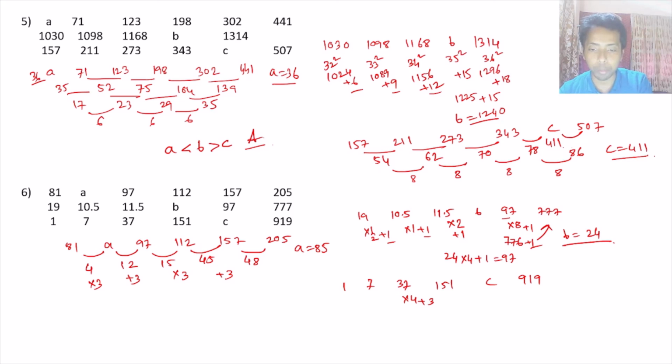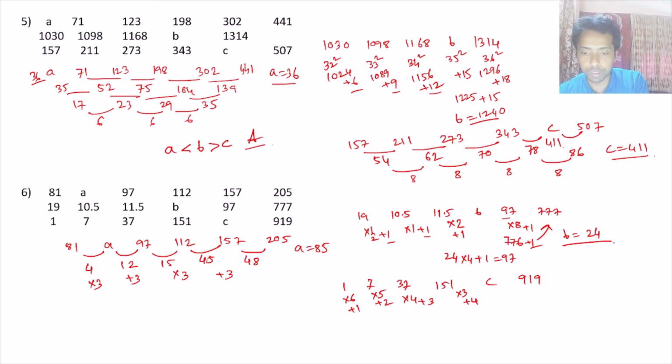Now, this is a multiple of 4. This is 7. To get 37, we can multiply by 5 plus 2, right? Yes. So multiple of 6 plus 1, multiple of 5 plus 2, multiple of 4 plus 3. This sounds like good logic, right? So this is multiple of 3 plus 4.